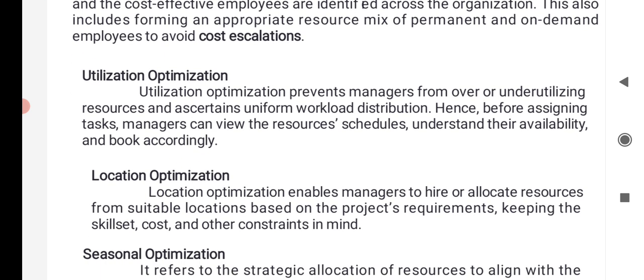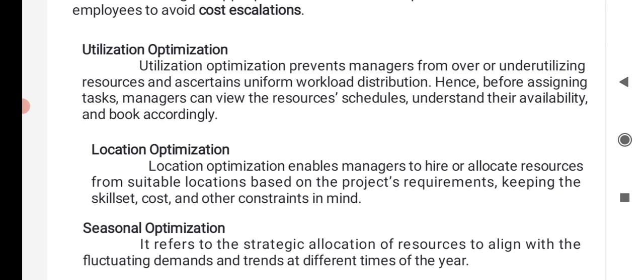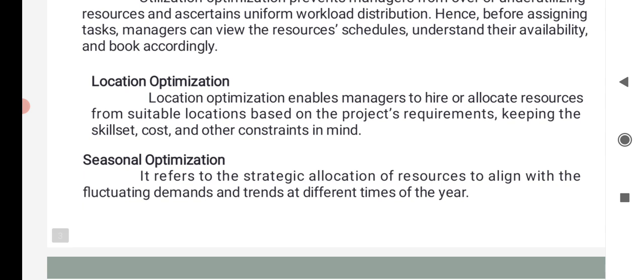Then utilization optimization prevents managers from over- or underutilizing resources and ensures uniform workload distribution. Hence, before assigning tasks, managers can view the resources' schedules, understand their availability and book accordingly. Location optimization enables managers to hire or allocate resources from suitable locations based on the project requirements, keeping the skill set, cost and other constraints in mind.